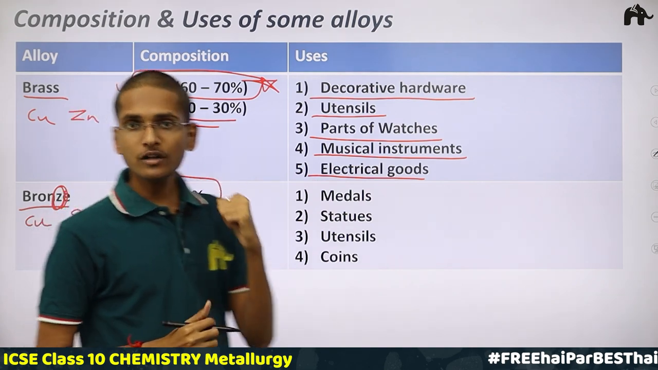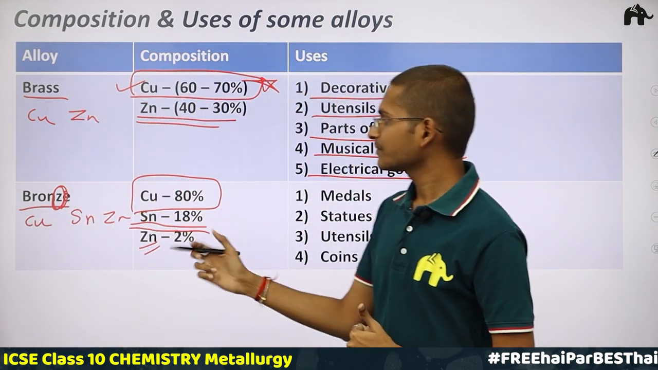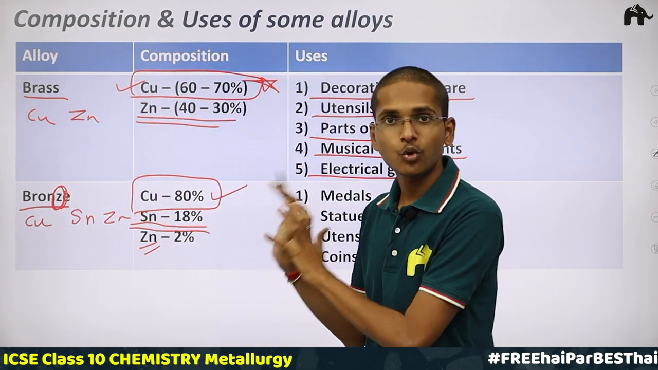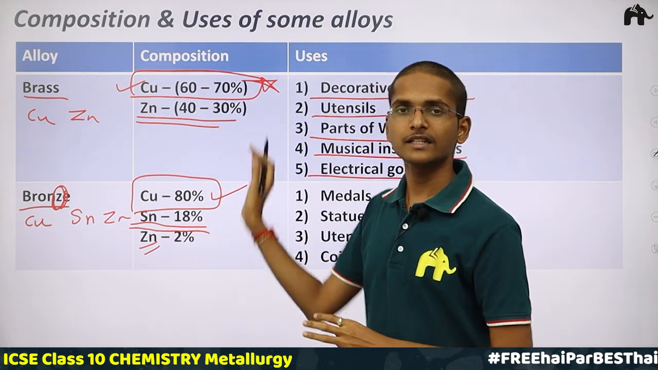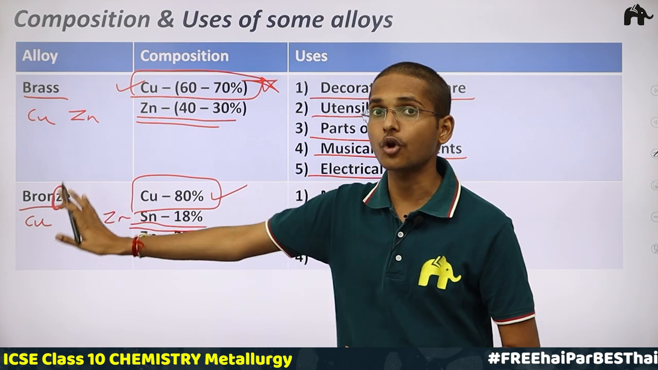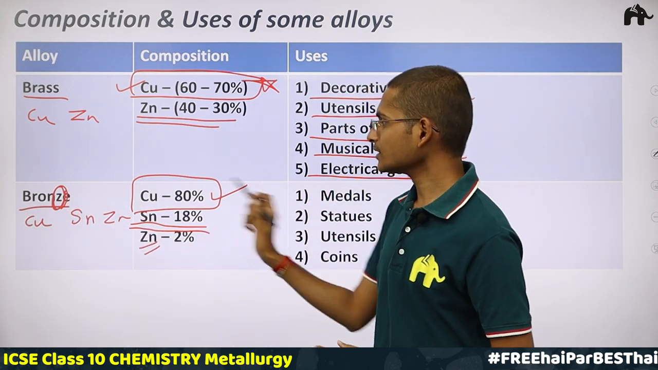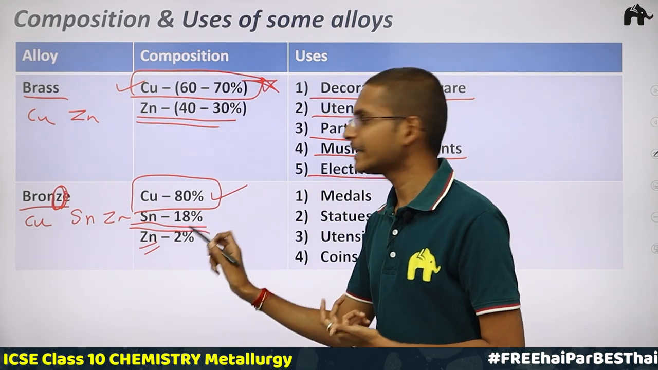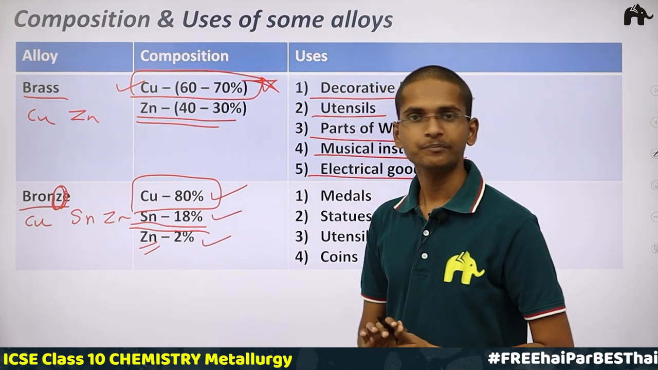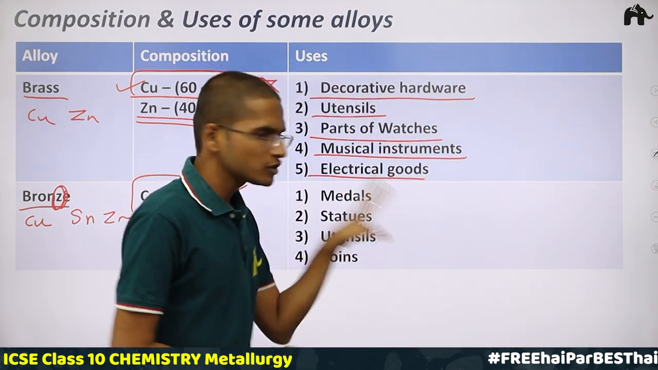Okay, for bronze, let's see the composition first. Copper is 80%. Here for brass it is 60 to 70%, so it is easy to remember that it would come 80% for bronze. What would be remaining? Tin. We know that zinc is 2%, so tin would be 18%. Very clear.